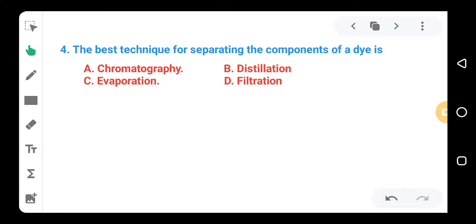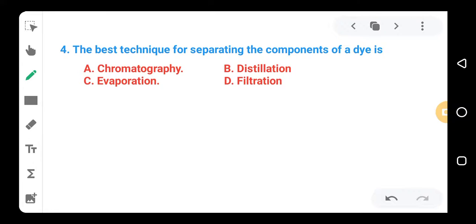The correct answer is A. Chromatography. The reason is because chromatography is the separation technique that is best used if we want to separate colors or something that contains colors. We use chromatography. The technique is based on the migration of the components of the colors. If we want to use chromatography, the technique is based on this principle.